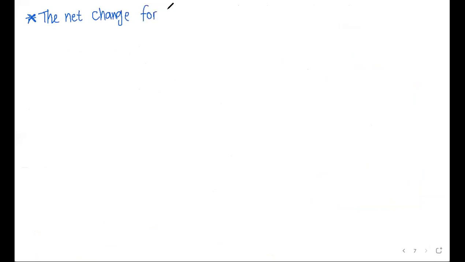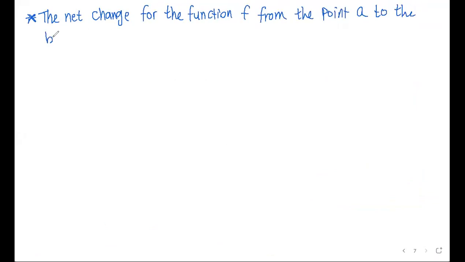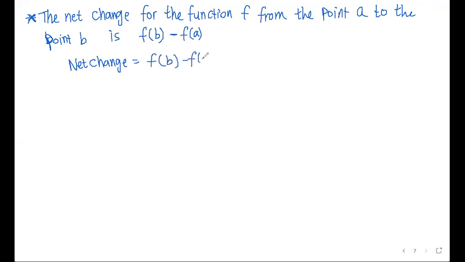for the function f from the point, for example, A to the point B is given as f of B minus f of A. Again, net change is given as the formula f of B minus f of A.